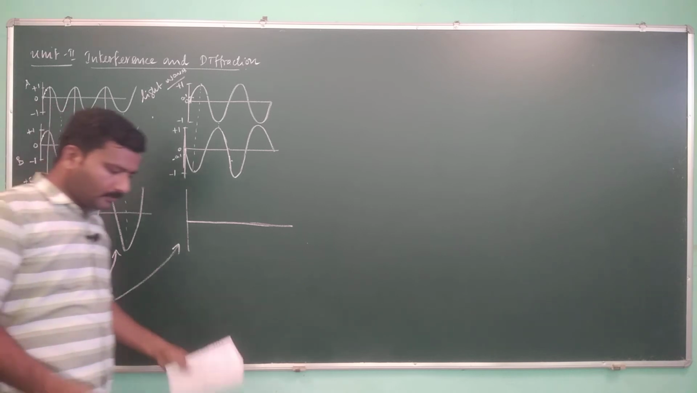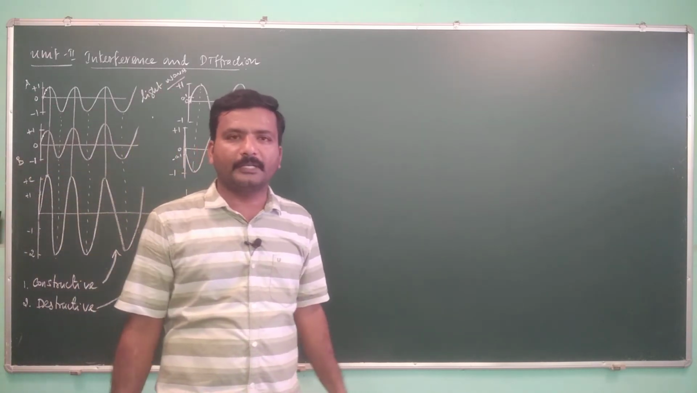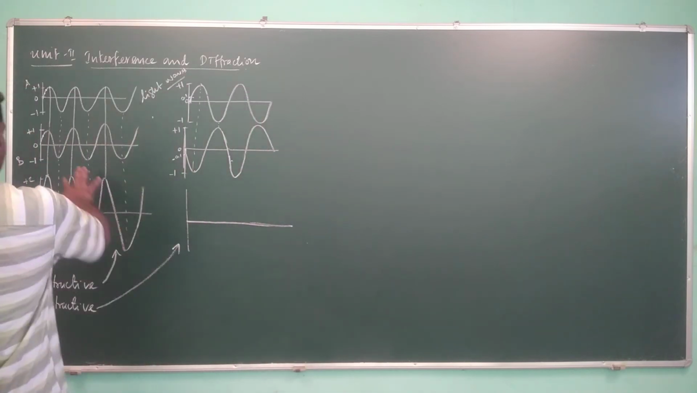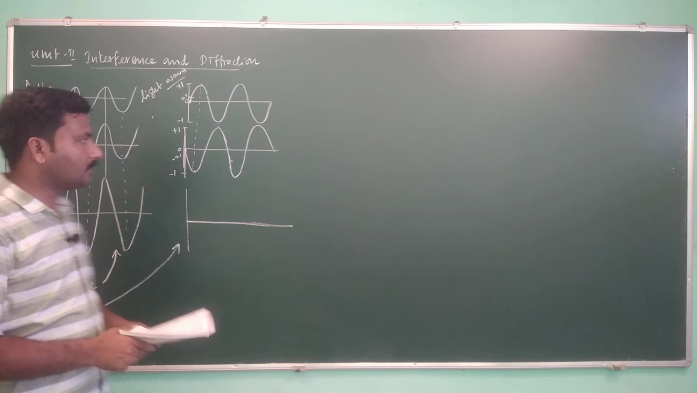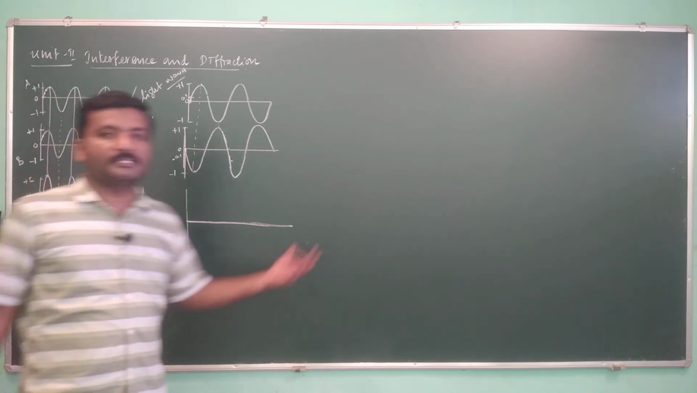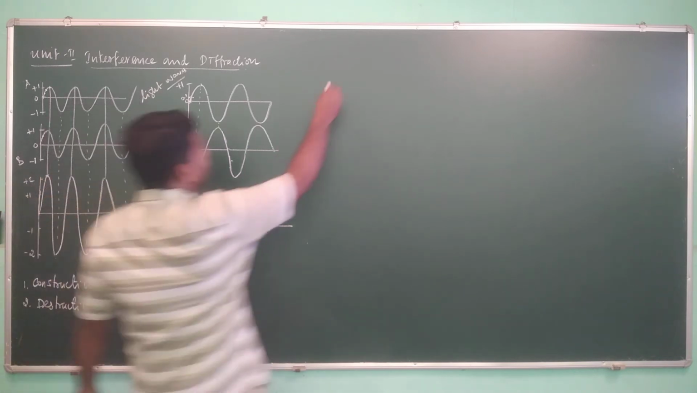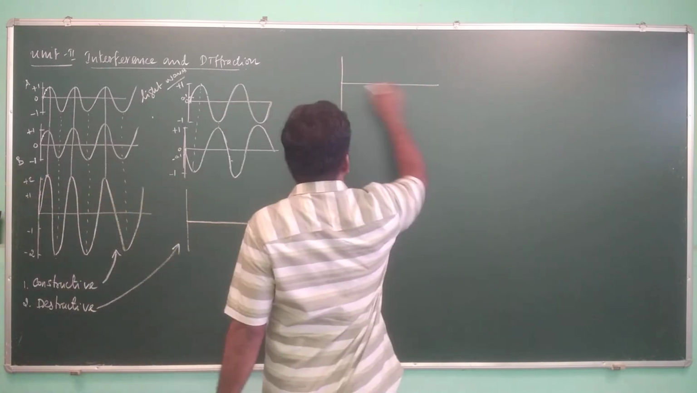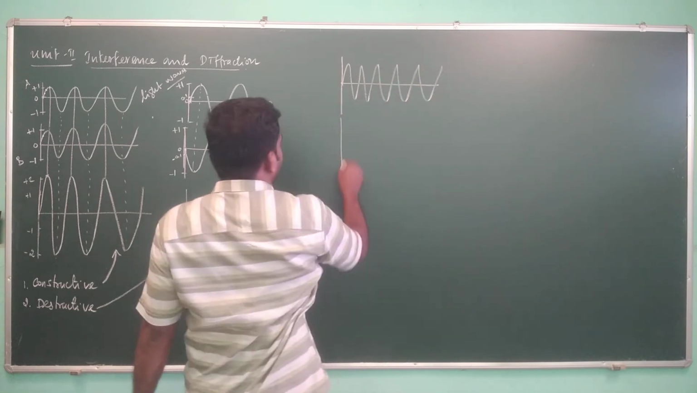But constructive interference and destructive interference do not happen separately, right? Here we have considered two waves of the same frequency with different phases. Under certain suitable conditions, we were able to generate constructive and destructive interference separately. Suppose, let us consider another case. You have a wave like this. You have another wave.